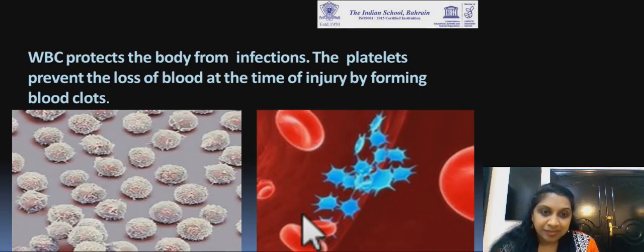The platelets circulate throughout your body. When you get injured, eventually the bleeding starts. But the flow of blood has to be minimized. And this is done by platelets.